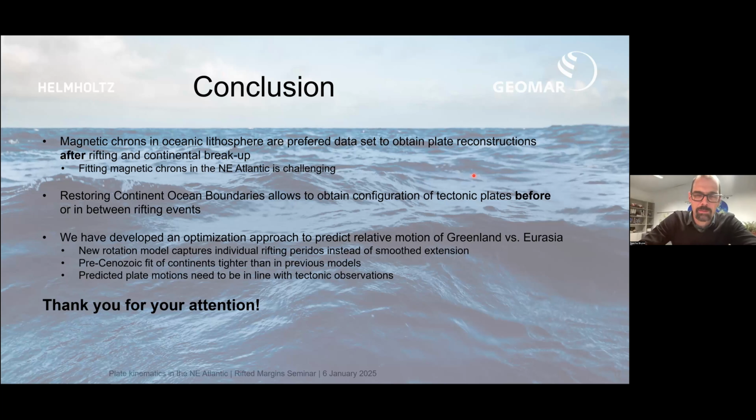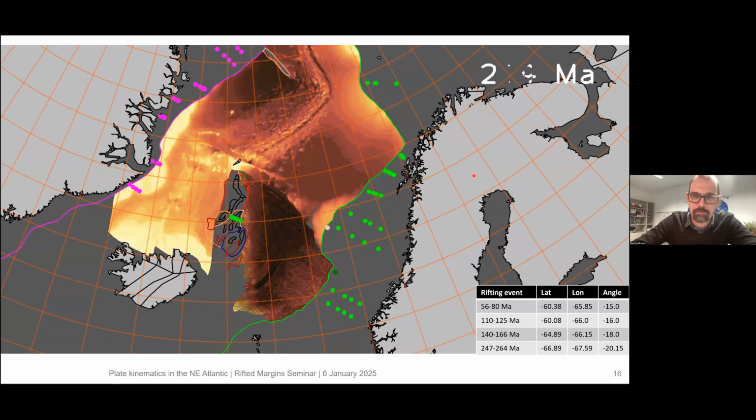And while people type, I have one quick question. How do you deal with magmatic additions in your volume balancing approach? When you add material to the crust, you have to kind of take it out in your reconstruction. How do you assess that? How do you integrate that?